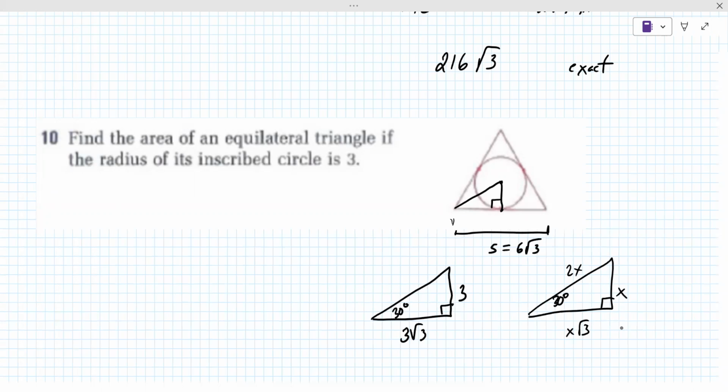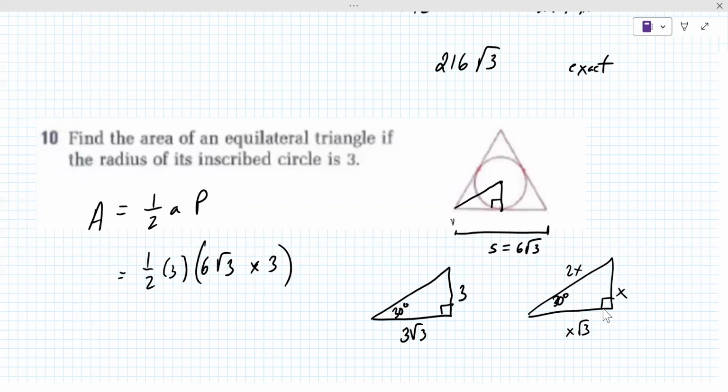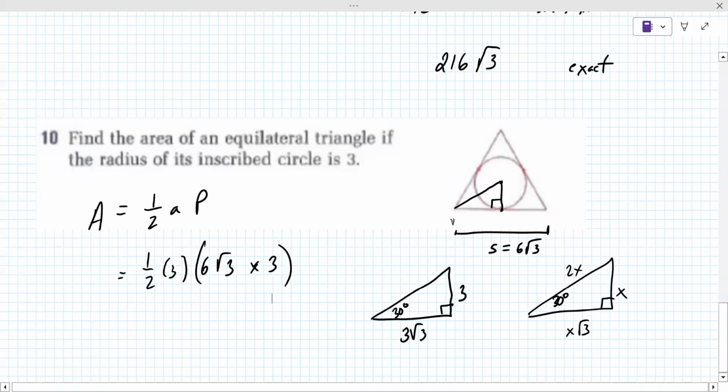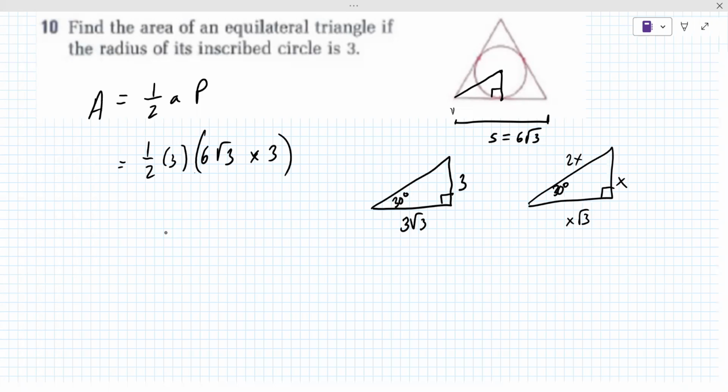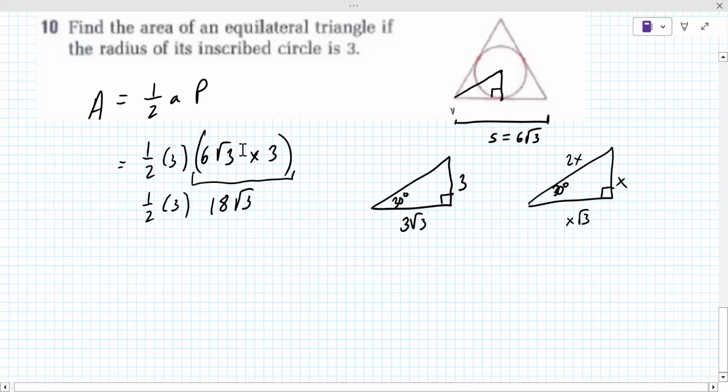And then we go back to the area is 1/2 the apothem times the perimeter. So the apothem is 3 and the perimeter is 6 square root of 3 times 3, because you've got 3 sides. So the area would be 1/2 times 3 times 6 root 3 times 3. I've written this very poorly. It should be 18 square root of 3. The 3 multiplies the leading coefficient, never the thing under the root.